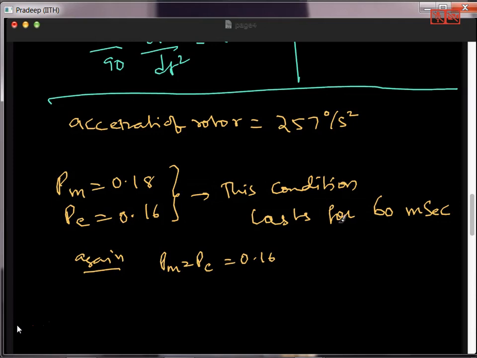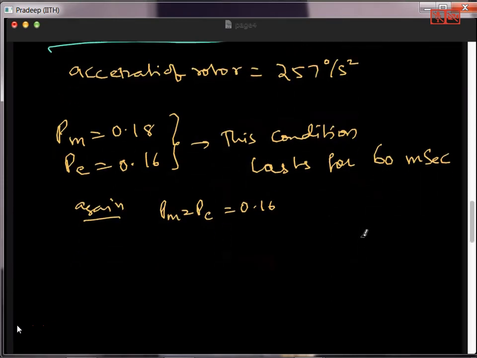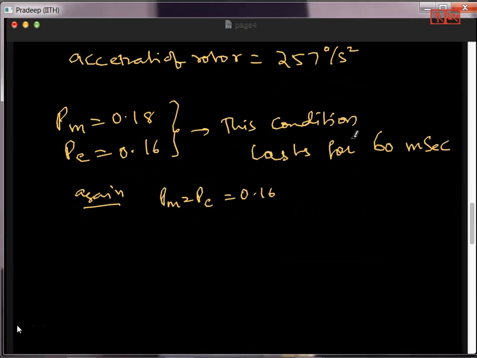So during that time, find out the acceleration in delta, or the final value of delta, or the change in delta. So time is given, acceleration is given. So I can find out that.